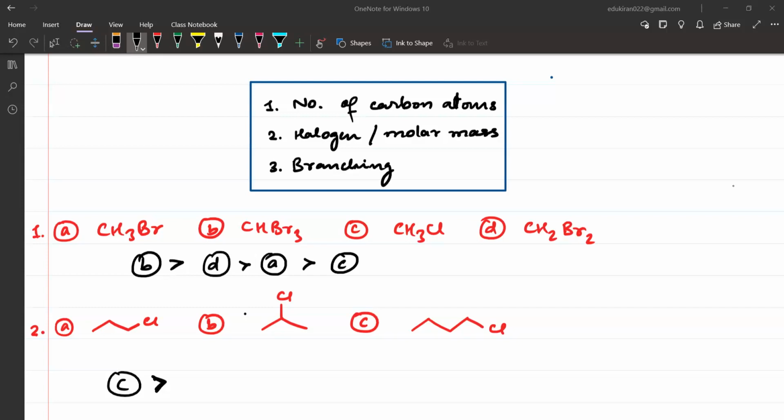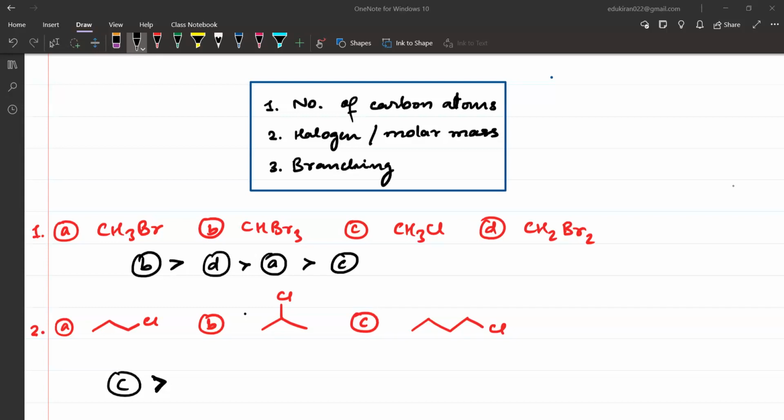Then you will look at the halogen atom. A has Cl, B also has. Answer it, guys. You cannot see what halogen atom is present? What halogen atom is present in A and B? Chlorine. So we cannot decide on chlorine.